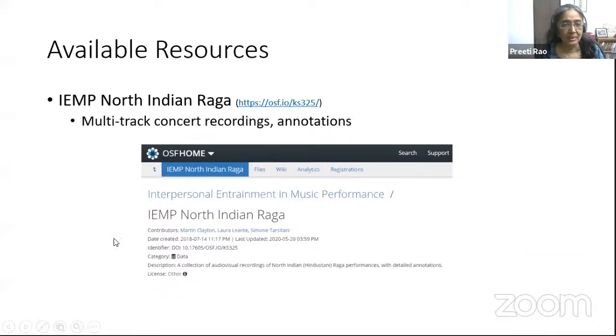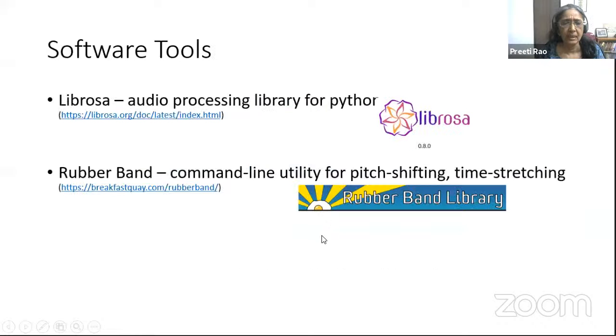There are other sources, such as this one from Durham, which has a number of excellent multi-track concert recordings of Indian concerts. And multi-track really helps us to get to the individual instruments and the voice, and actually makes the task of MIR a little easier. And of course, it can also be used to develop algorithms for tasks such as source separation. There are a number of software tools available these days. Librosa is a really powerful audio processing library for Python.